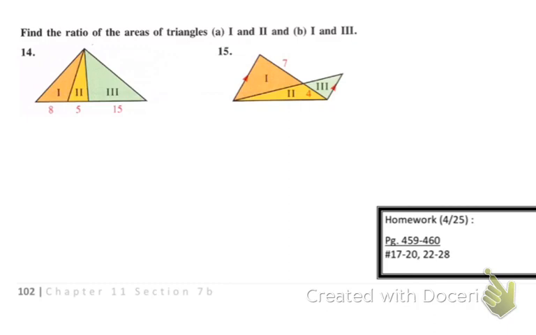All right, find the ratio of areas of triangles 1, 2, and 1 and 3. So we're supposed to find the ratio of areas. 1, 2, and 3. Do those have the same height or the same base, or are they similar?